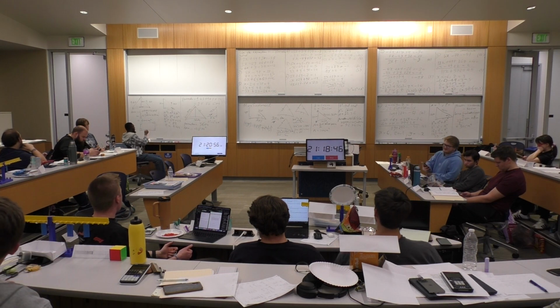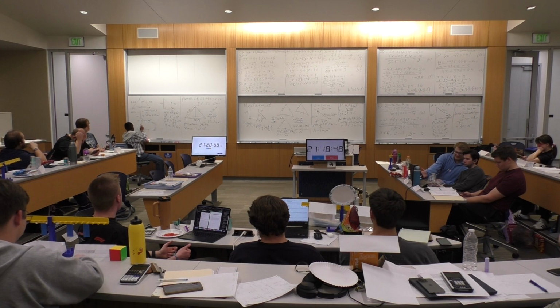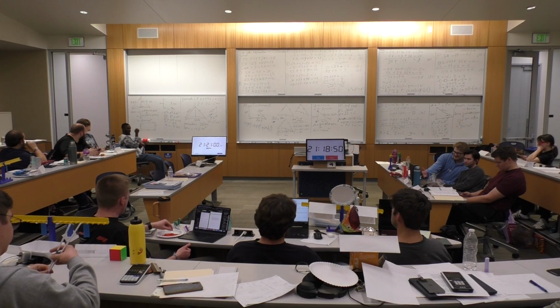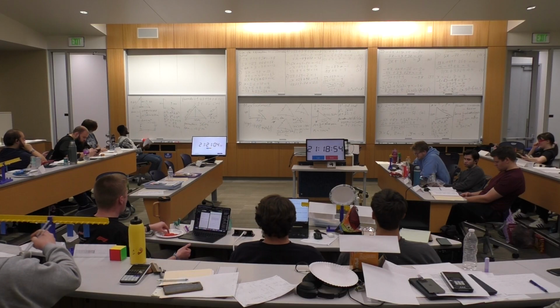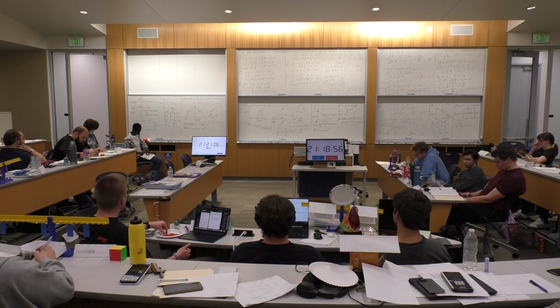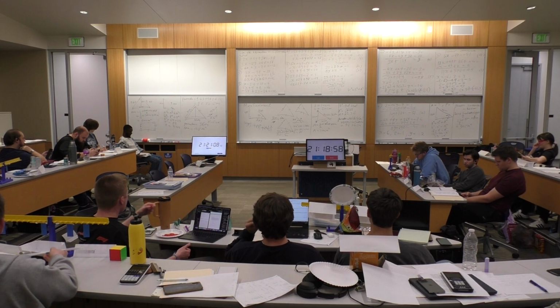The two sides are equal. This is equal to this. Why is this equal to this? This is one of the basic properties of a rectangle.